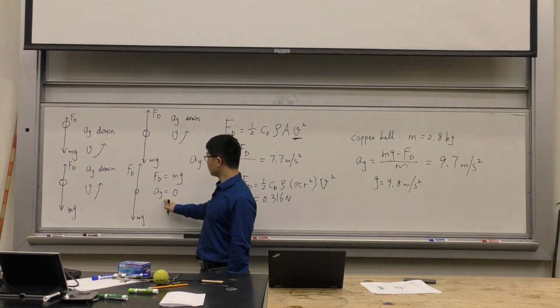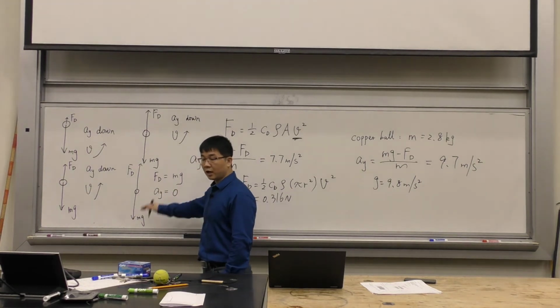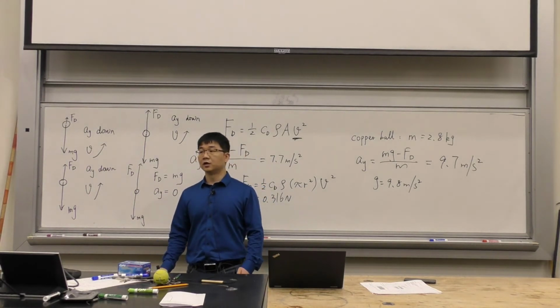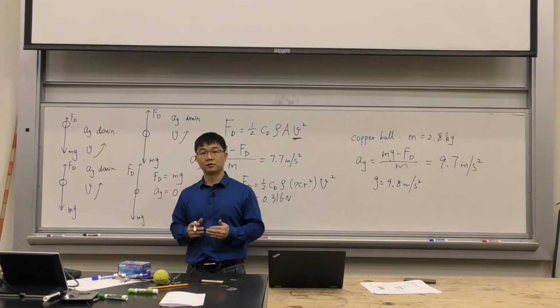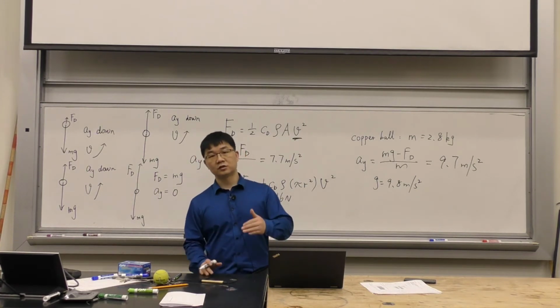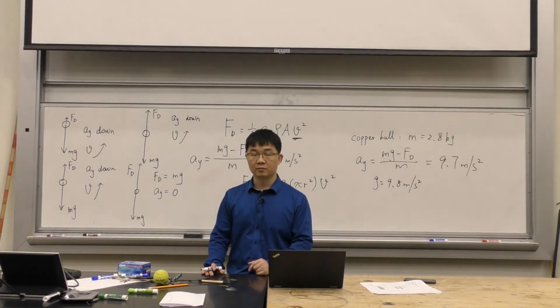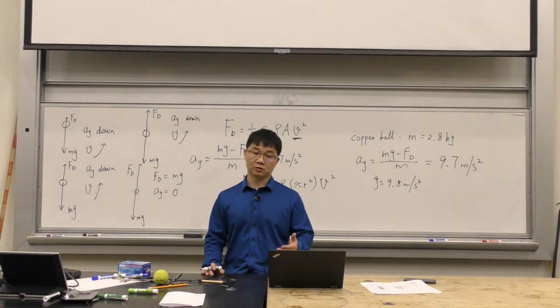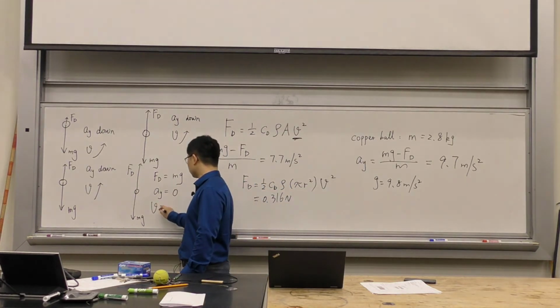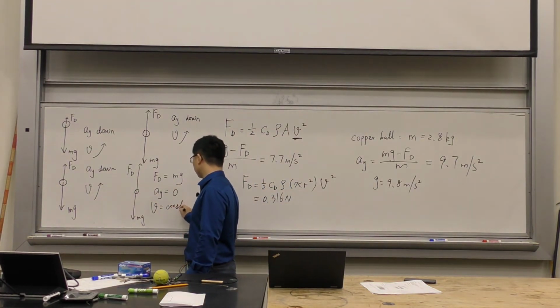If the acceleration becomes 0 at this point, how does the velocity change after this point? If the acceleration becomes 0, the velocity doesn't change, right? Because what is the definition of acceleration? Change in velocity divided by change in time. But if acceleration has already become 0, then there will be no change in velocity. So velocity is going to stay a constant after this point.